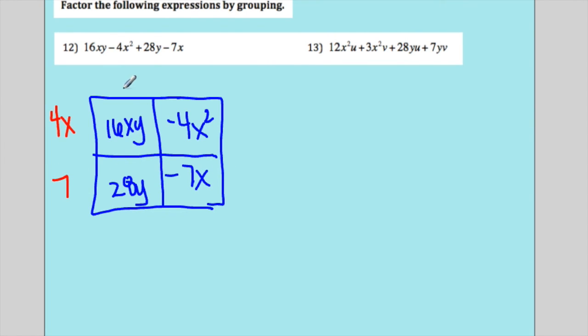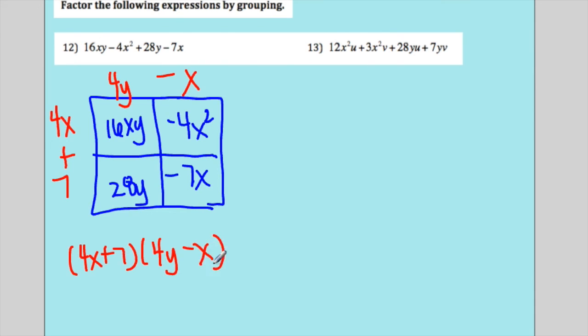Up and down, I can take out a 4, and they both have a y, so 4y. And here, notice how they're both negative, so I want to take out that negative. 4 and 7, I can't divide them by the same number, but I can take out a negative x. Okay, so my factor is really 4x plus 7 and 4y minus x. And that is it for number 12. Okay, so once again, box method.